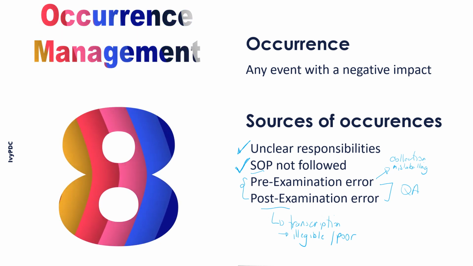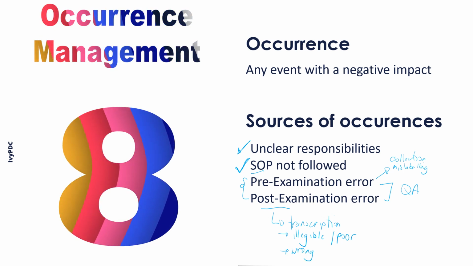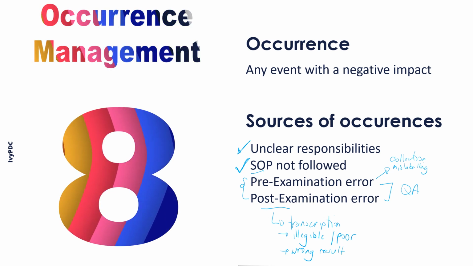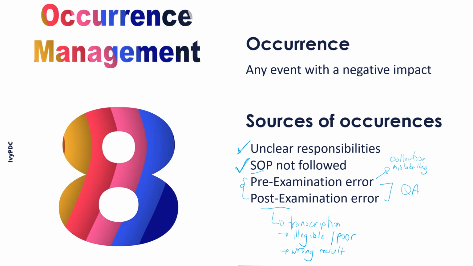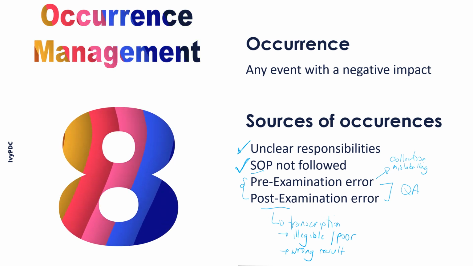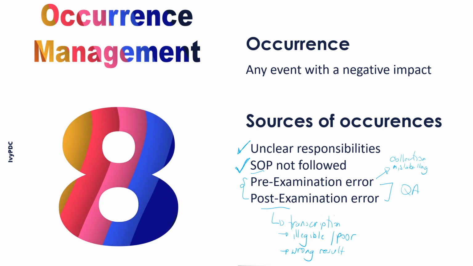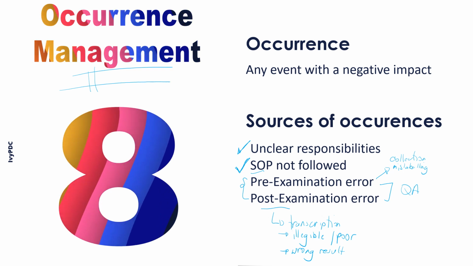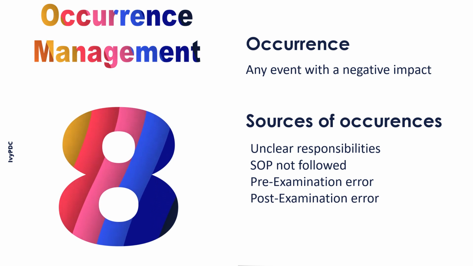What else? Maybe you gave the wrong result. Okay, a result was given to patient A, which should be for patient B, and so on and so forth. So again, these are just examples of the different sources of error, and that's why we have to make sure that a good occurrence management is set in place in the laboratory so that we can detect these errors and know how to correct them.